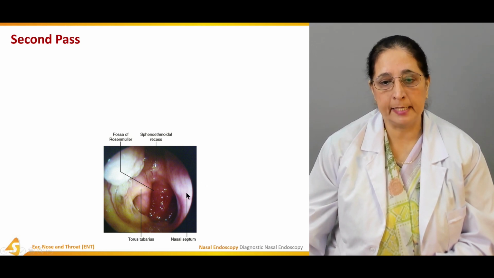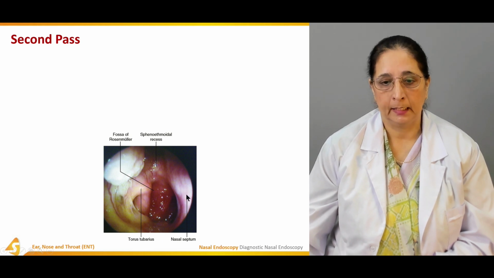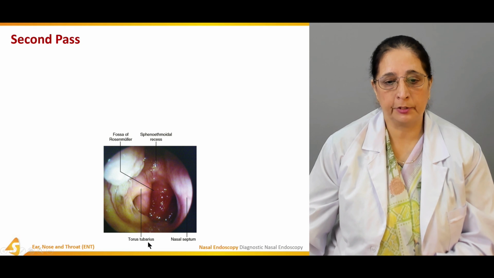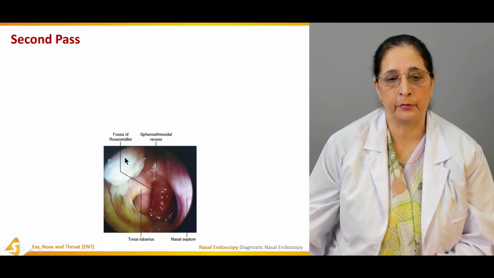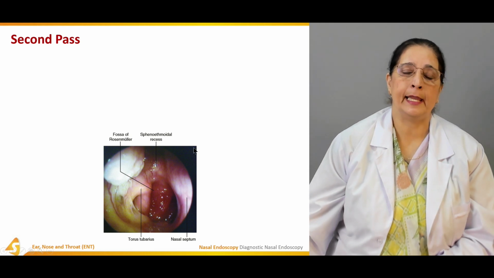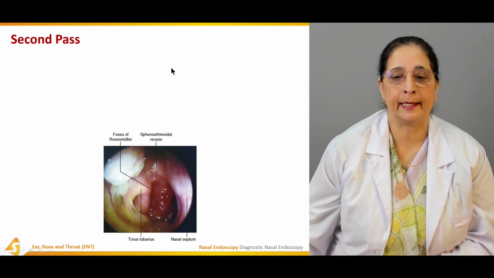We have the nasal septum. This is the nasal septum. Torus tubarius here, torus tubarius, fossa of Rosenmuller, this. And then we have sphenoethmoidal recess. So these are the few structures that can be visualized on the second pass.